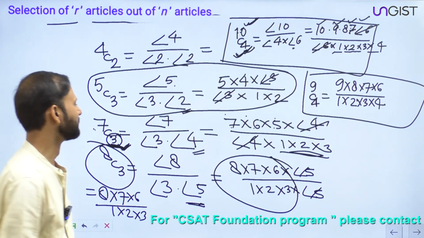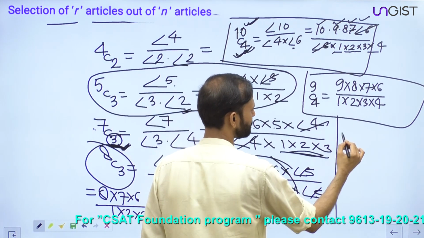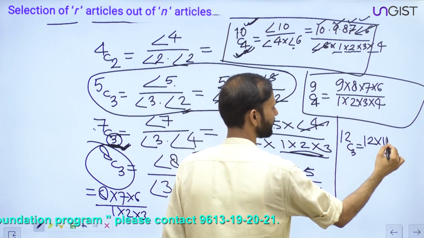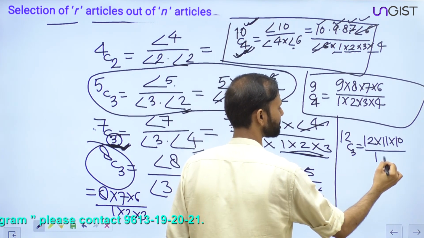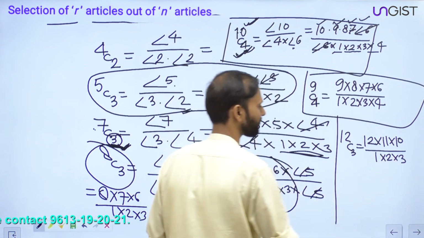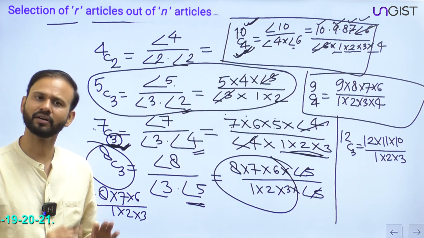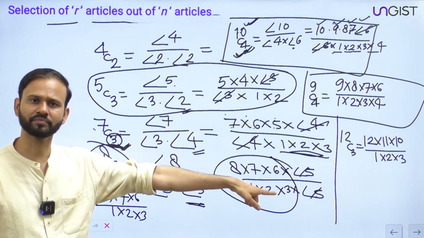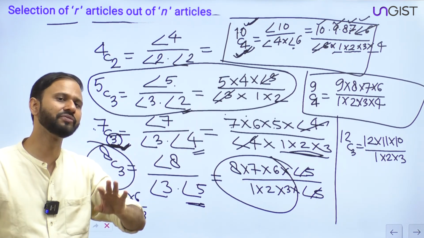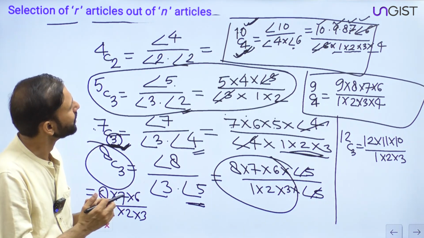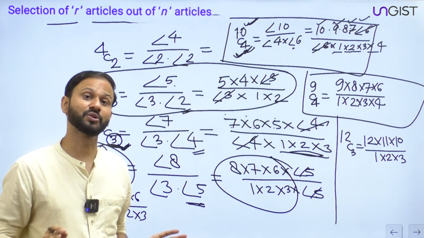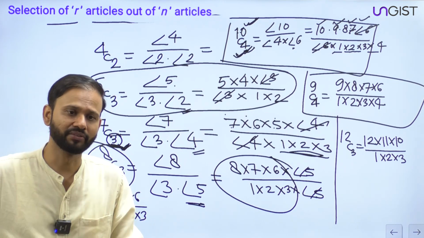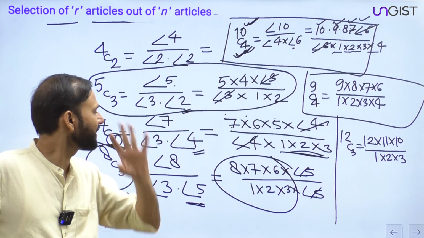Again, one more question. I'm writing 12C3. Guys, tell me the value. 12 into 11 into 10 divided by 1, 2, 3. Guys, it is okay? Yes or no? So now you guys are understanding how to deal with this. Clear? Acha, now please try to find the values also, right? Obviously in examination you have to give the final answer, right? So try to find the values also.